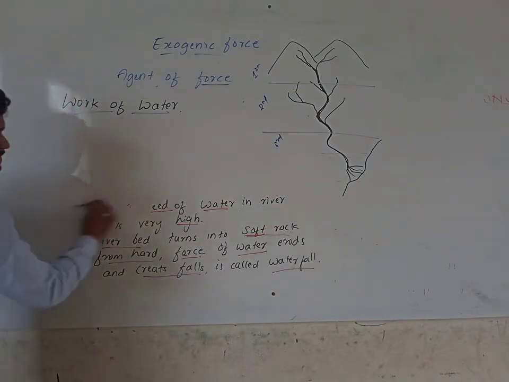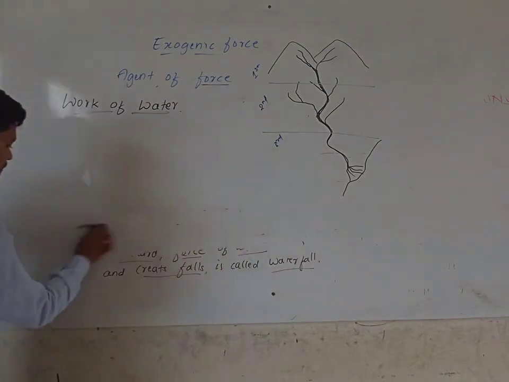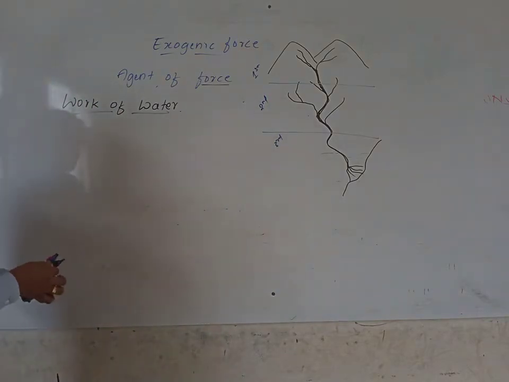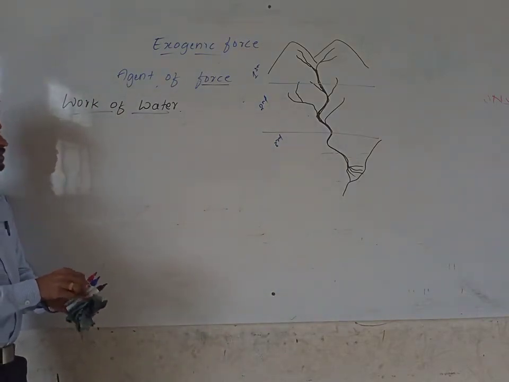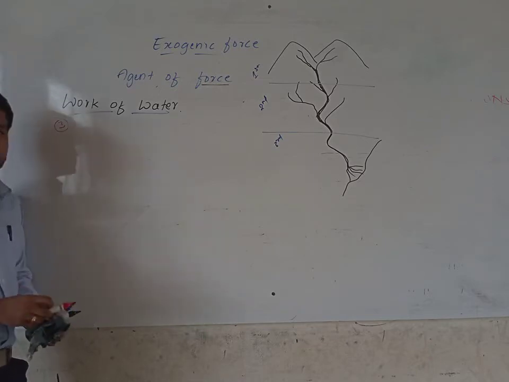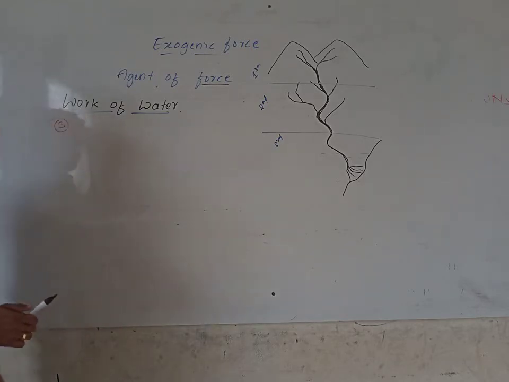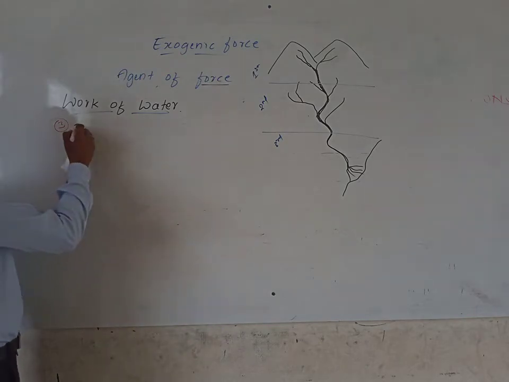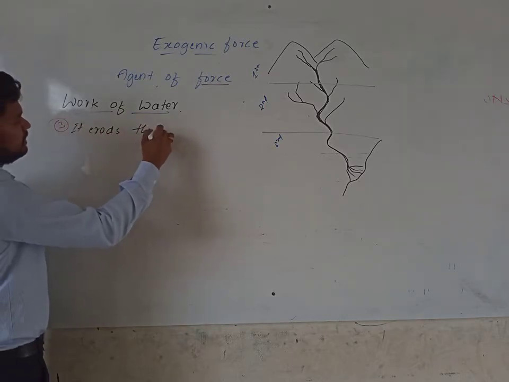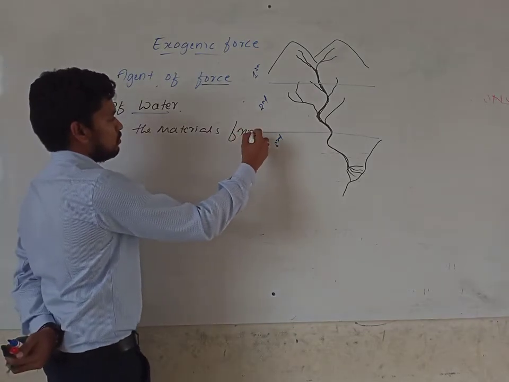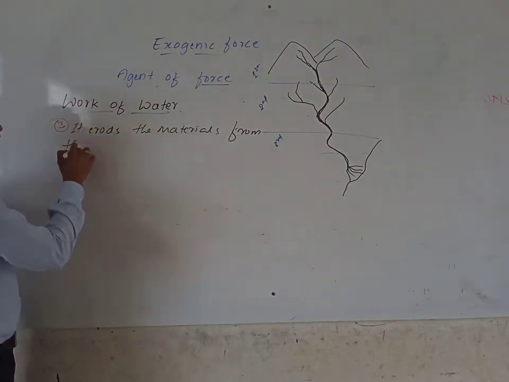We are discussing the first stage. Here, the 2 points we discussed: one is the velocity, the speed of water in the river. It will be very high. Then it creates a waterfall. Then it erodes the materials from the mountains.